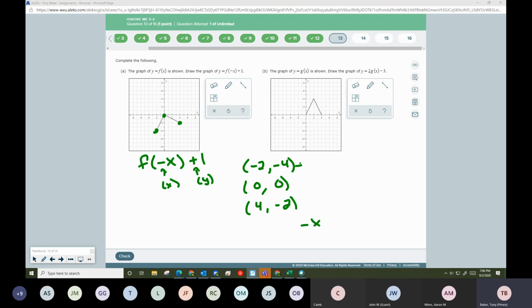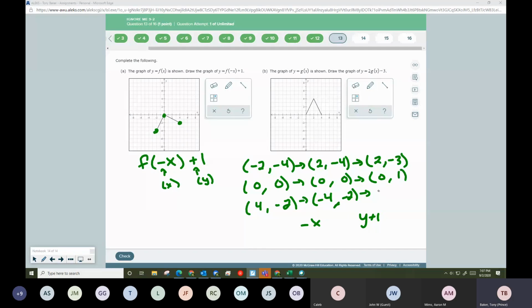So I'm going to change my x's. So I got 2, -4 now. 0 doesn't change. And -4, -2 as my new 3 points. Now, this one has 2 changes though, because I also have that +1 outside. So I also have to do y +1. So I'm going to make one more change. This time I'm adding 1 to the y. So it's 2, -3, 0, 1, and -4, -1, sorry.